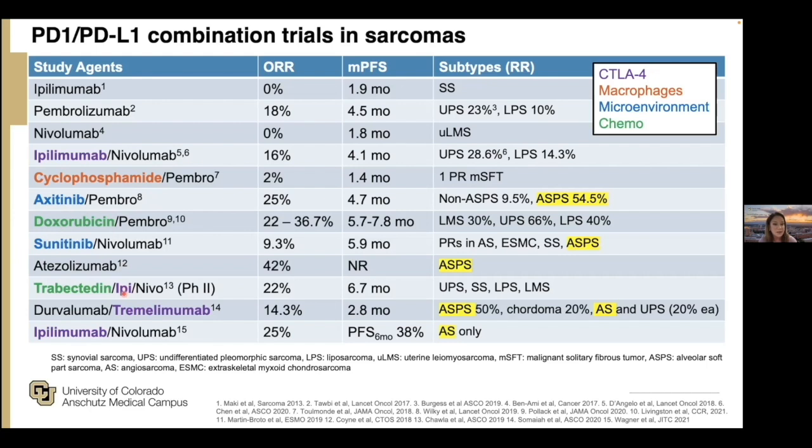The point of this, though, is if you look at these response rates across all these different combinations, with the exceptions of a couple very strong signals for angiosarcomas and a disease called alveolar soft part sarcoma, again, we're left with a 20% response rate for the most part. And again, there's some progress being made with chemo, and I'll show you more about that, but just 20% seems to be our ceiling for sarcomas, even with all of these different combinations.